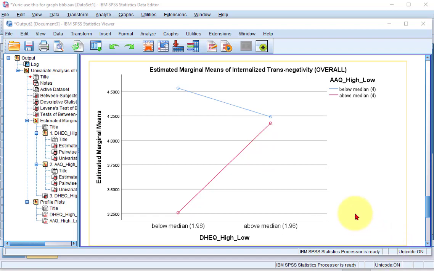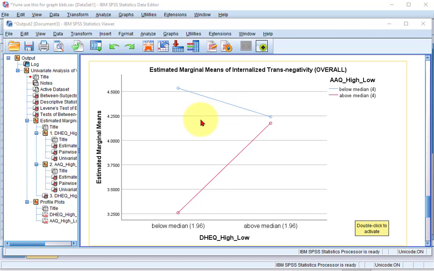At first, I thought I could do it by hand, right? The slope is simply the rise over the run, so the rise is easy. For the blue line, below median for the AAQ guys, it went from roughly 4.25 up to 4.5 something, right? So that's the Y change, but there's no way to have an X change here. It goes from below median to above median. That's not a 1. I don't know what that number is. So I couldn't do it that way.